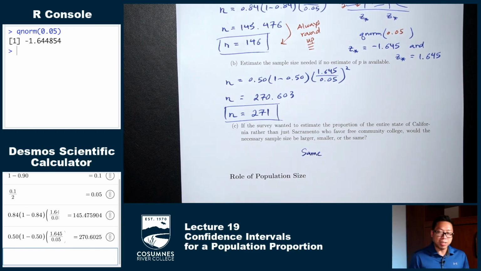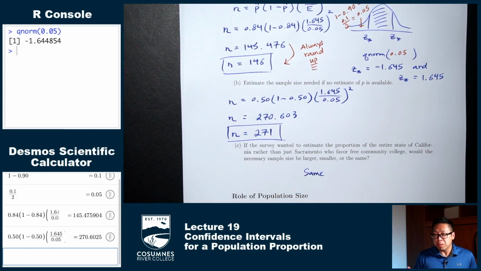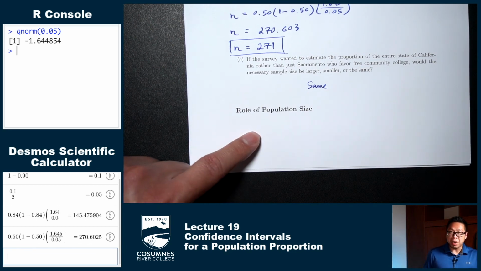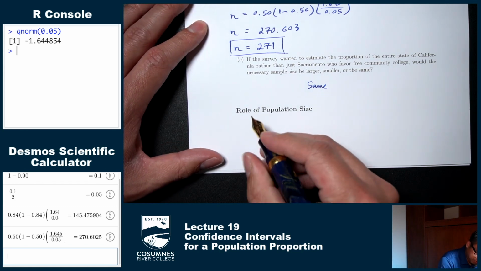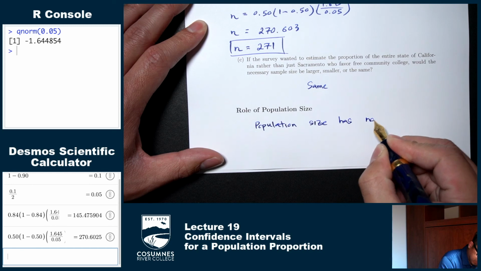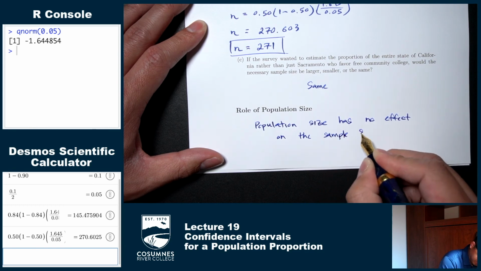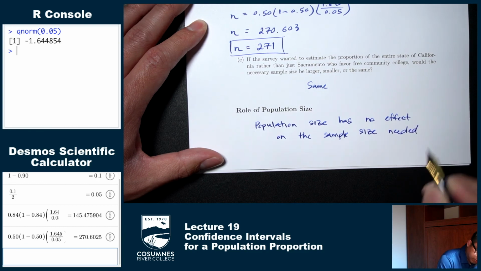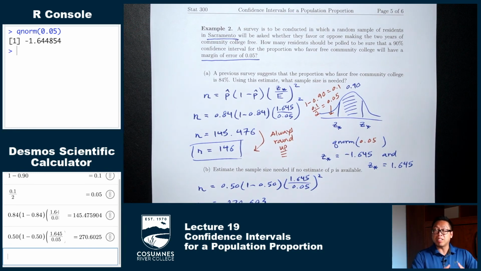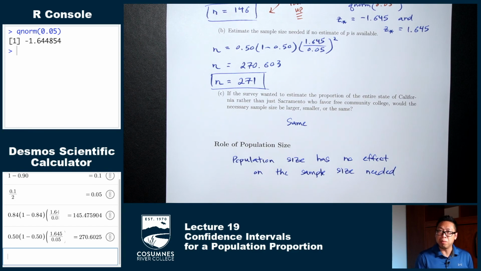Which is counterintuitive, because you would think that because the population of California is so much bigger than just Sacramento, you would need more people. But the reality is you don't. Which brings me to the role of population size. Population size has no effect on the sample size needed. So whether we're talking about just Sacramento, California, the entire US, or even the entire world, you would still only need 271 people in the worst case scenario, which is pretty cool.